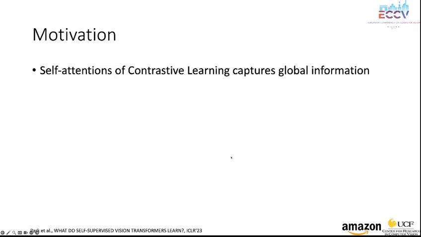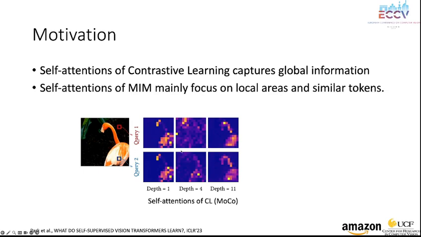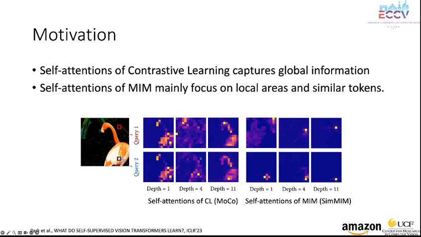Further, it has also been studied that the self-attentions of contrastive learning capture global information. For example, given an image and two separate query tokens positioned at different parts of the image, the self-attentions of contrastive learning seem to focus on the global information, which is the object in the image, irrespective of which query token you select, while the self-attentions of MIM mainly focus on the local areas and similar tokens as shown here. So for query 1, we see the self-attentions are localized to that region, and similarly we find the same pattern for query 2 as well.